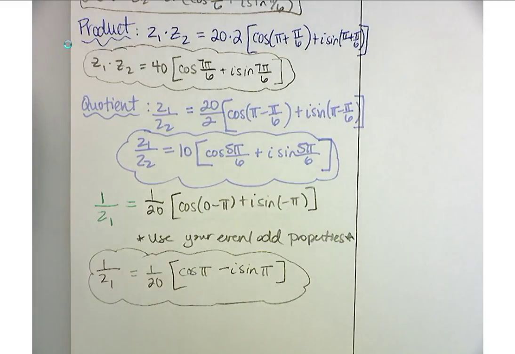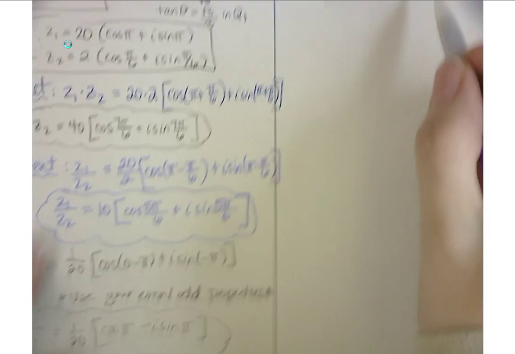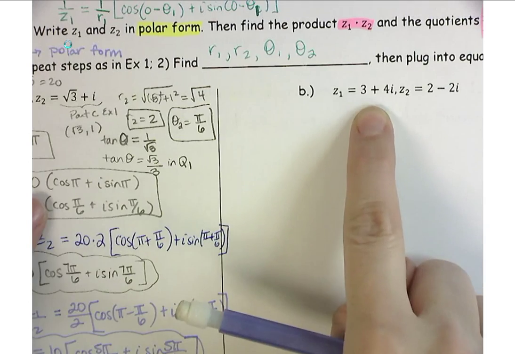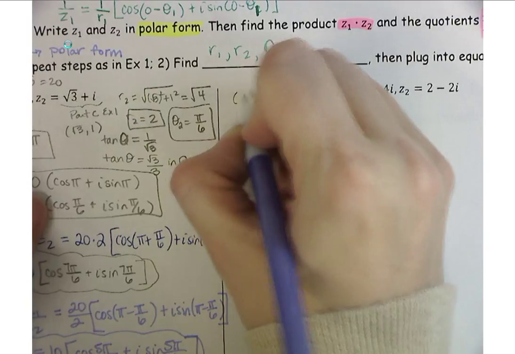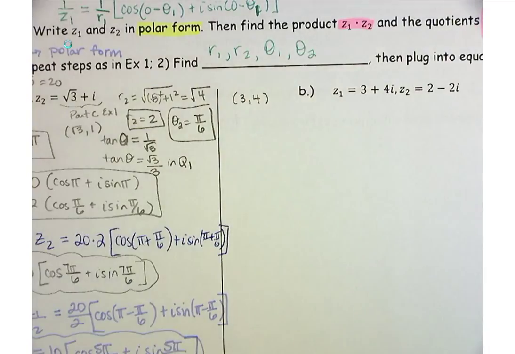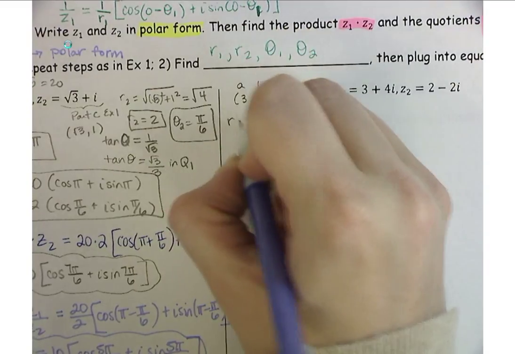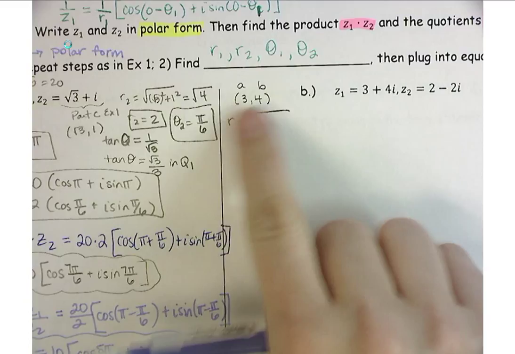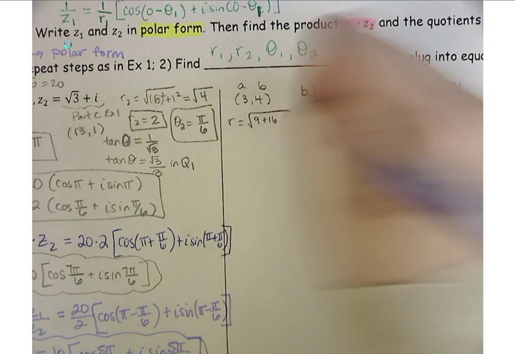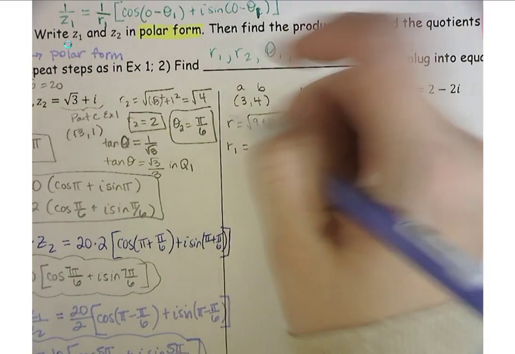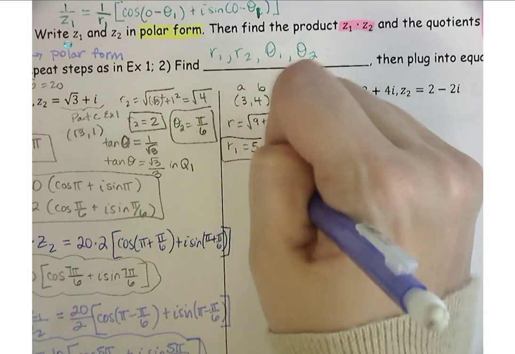Okay, so now I want you to start the next one. Your first step is to find your r sub 1 and your theta sub 1. One thing that I use to help me is I will write this as a point right away. So I can think of it as (3, 4), and that's going to be your a and your b. When you're finding r, it's just the square root of 3 squared plus 4 squared, which is 9 plus 16, which is 25. So your r sub 1 is just what? 5. You can do that pretty quickly.